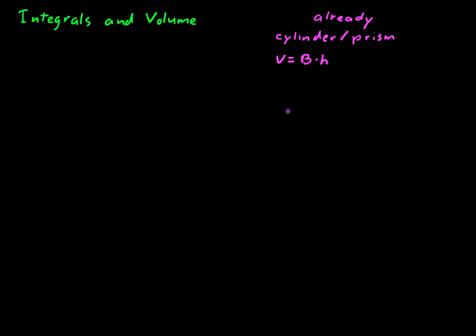Okay, and that's just because the base area tells me how many unit squares fit in the base. The height will tell me how many unit cubes I can stack tall. So this is something we should already know. Okay, but for integrals and volume, what if it's not a cylinder or prism? And for our purposes, let's take a look at the cone. So we know the volume of a cone is 1/3 pi r squared times h. We all should know that.